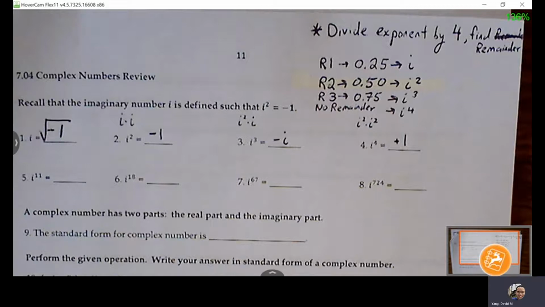All right, if you guys can turn to page 11, we're going to do some review from Algebra 2, dealing with complex numbers, because we're going to need it for the next section. So, complex numbers, dealing with i's.